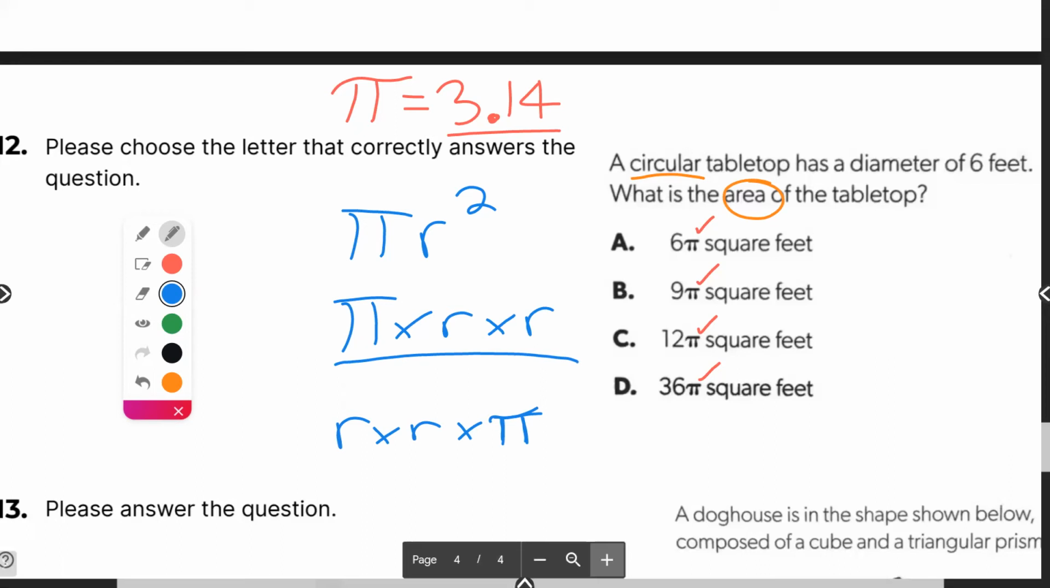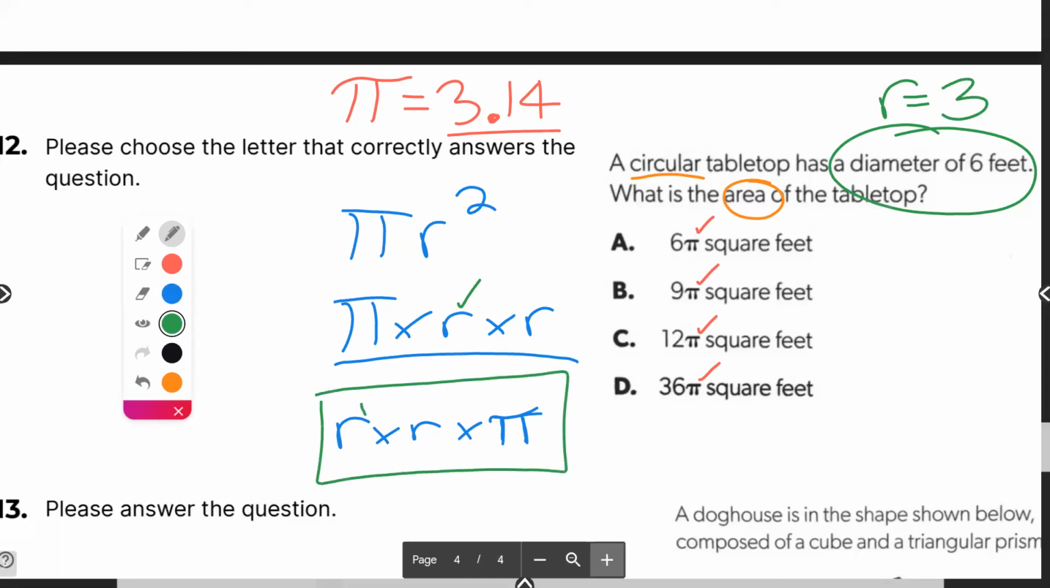So if that's the case, they're telling me in this math problem that the diameter is 6. I don't need the diameter. I need the radius. So the radius is half of the diameter, which is 3. Now when I look at this, 3 times 3 is going to make 9. And what you've got left over is pi. So 9 pi square feet is going to be the area of this circle. All right, it's going to be the area of the circle.